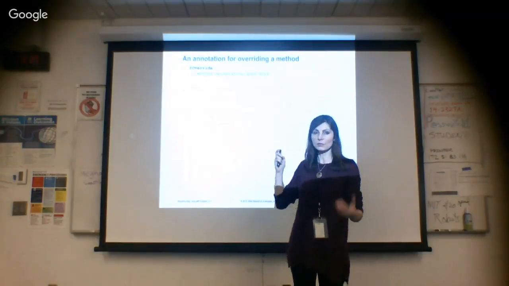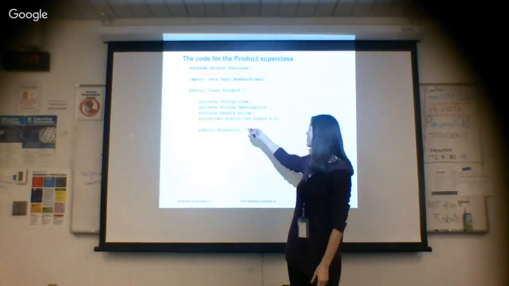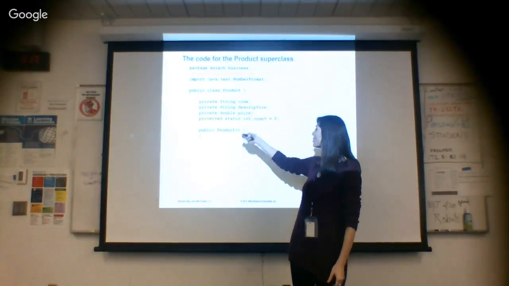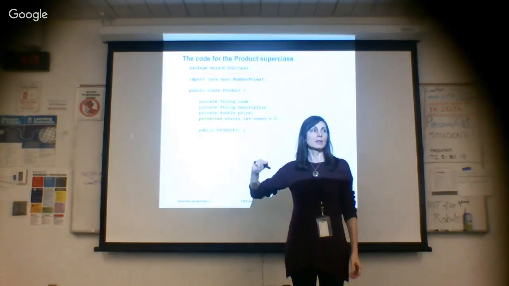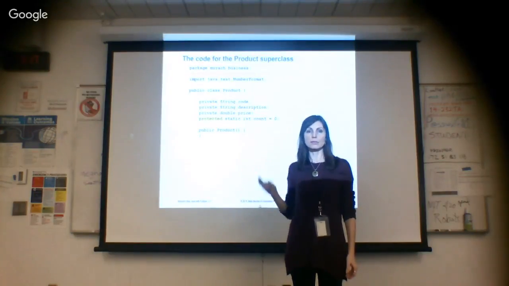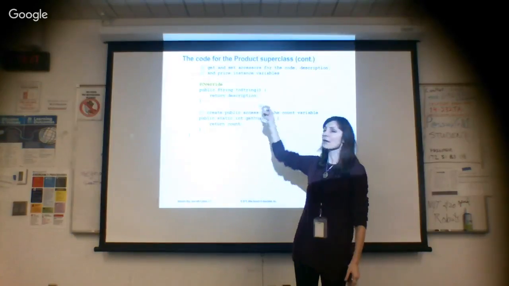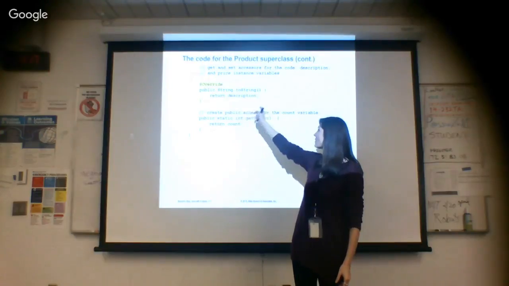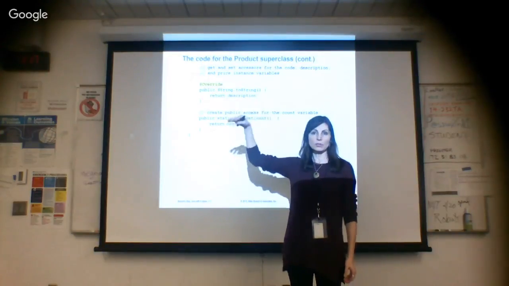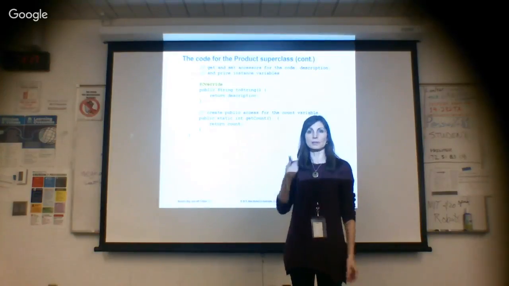So this is new material, I think. Here's an example where the product has a protected count. This is only available to this class, to this package and the subclasses. And then this is an example in a product class of how you might override the toString method, and you override it by returning, for example, the description from the product rather than the hash code when you print.